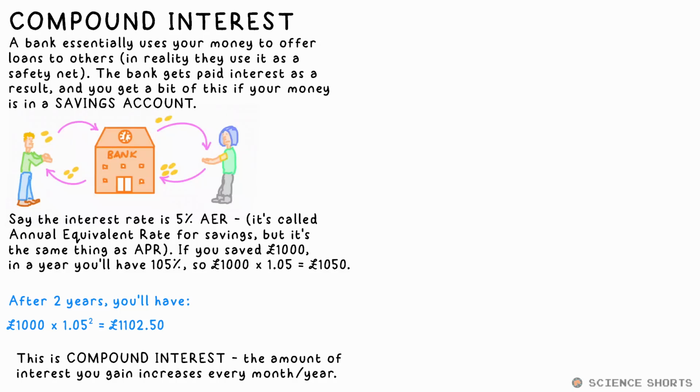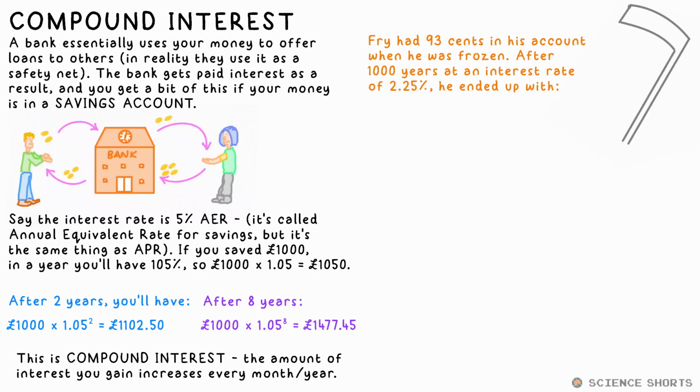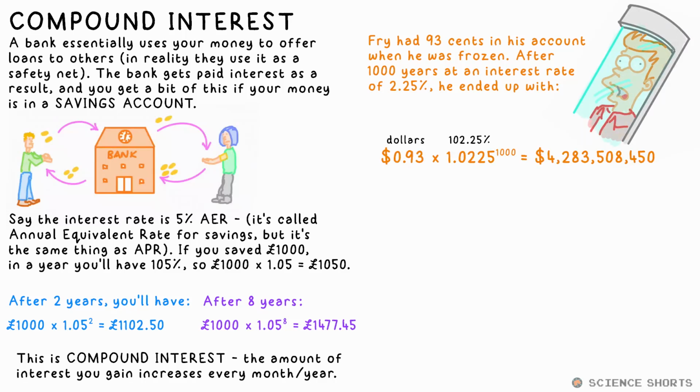To calculate how much you'll have over any number of years, take your initial amount, multiply by 1 point whatever the interest rate is in decimal form, to the power of the number of years. So in 8 years' time, how much will you have in your account? Pause the video if you want to have a go first. £1,000 times 1.05 to the power of 8 is £1,477.45. This is why Fry from Futurama was frozen with 93 cents in his account, and after 1,000 years when he woke up, his interest rate of 2.25% meant that he had over $4 billion.